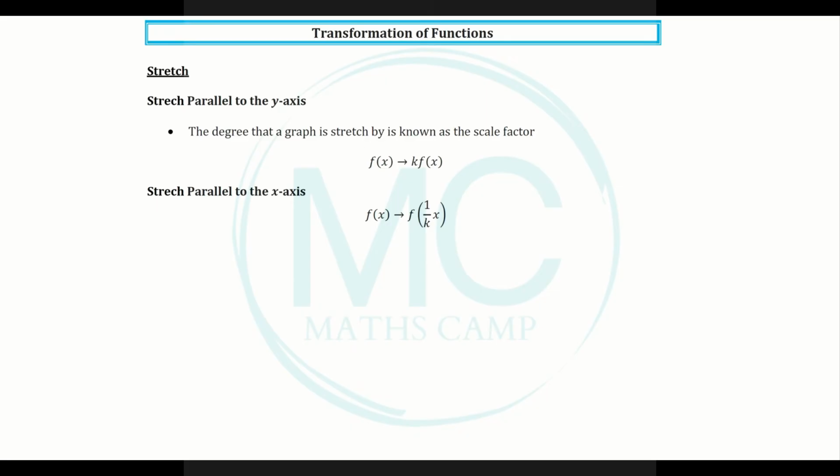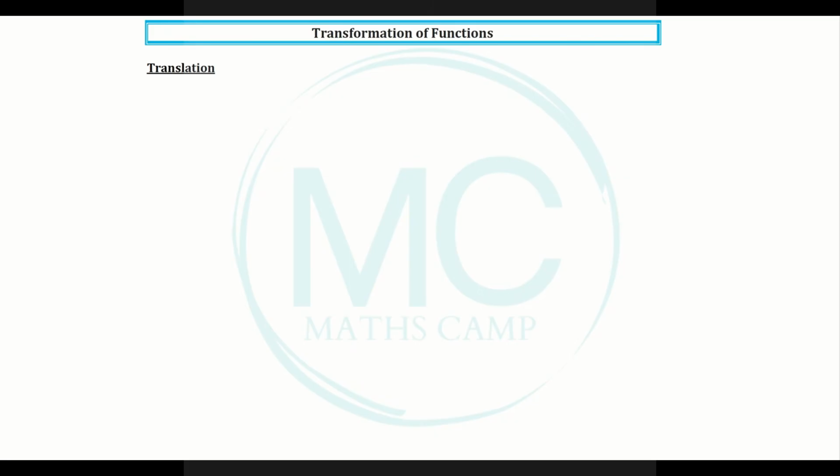Now we can move on to translation. Translation considers vertical or horizontal movement, up or down, or left or right. Let's start with the vertical shift. The vertical shift is movement up or down.